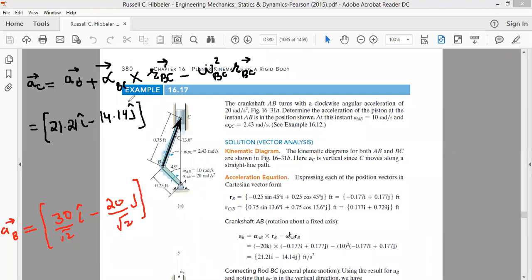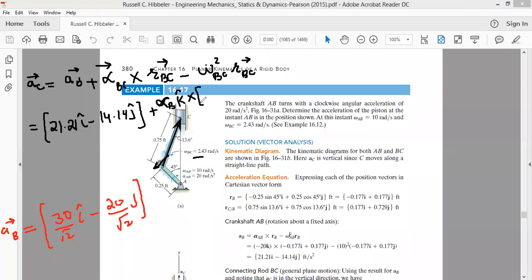Then we have angular acceleration of bc. The angular acceleration of bc is not known to us. We are given only the angular velocity, it doesn't matter, so we'll write alpha bc. We don't know the value of alpha, but it is rotating in the direction where, if we curl our fingers along the arrow, the thumb comes along the positive z direction. We write alpha bc k cap, cross product with the radius vector from b to c.